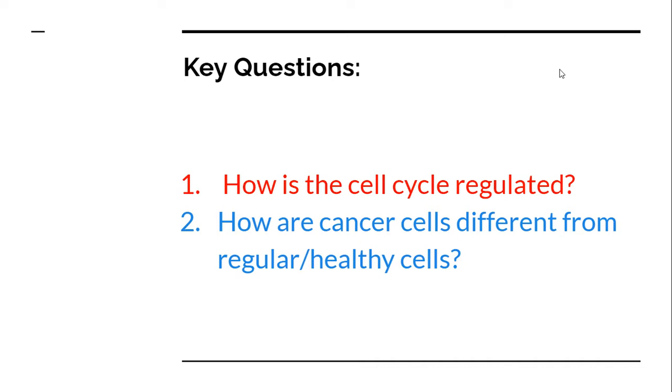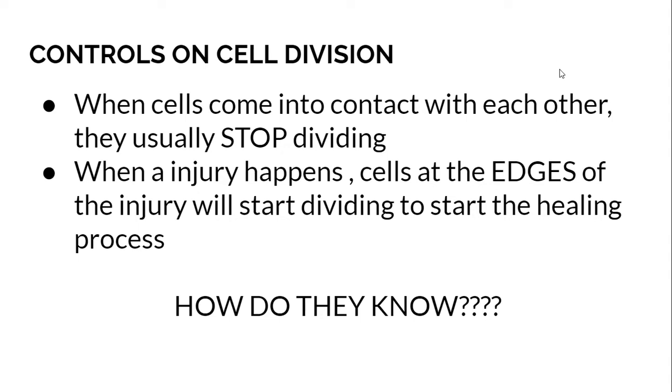So let's start with the first idea, this whole idea of what it means to have cell regulation. Any kind of control on cell division is going to be cell regulation. When cells come into contact with each other, we know that they usually stop dividing. When an injury happens, we know that cells at the edges of the injury will start dividing very, very rapidly to start the healing process.